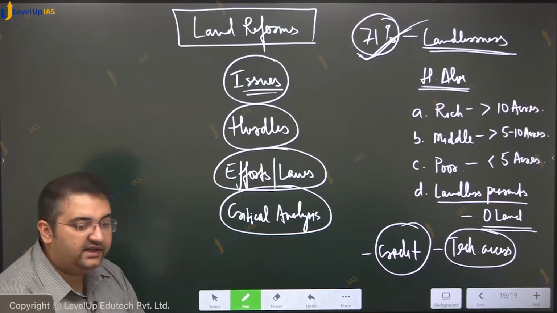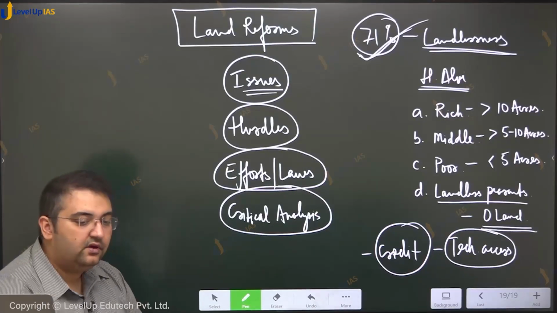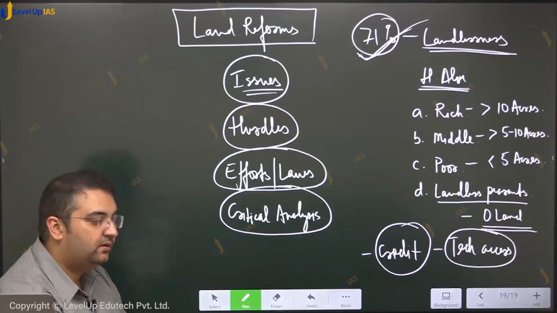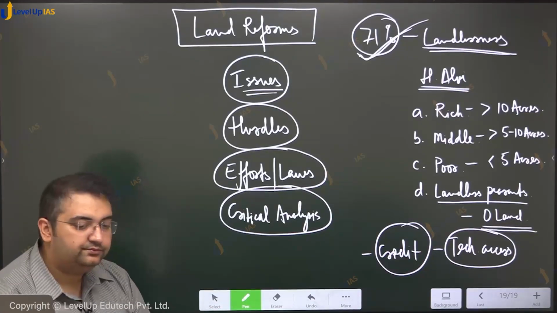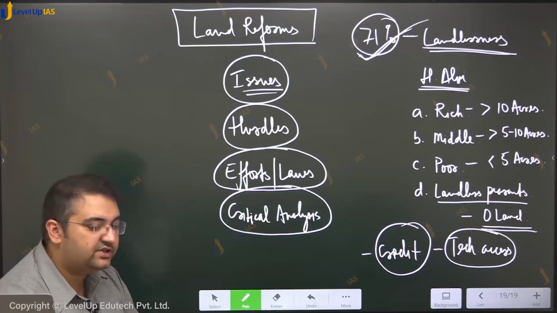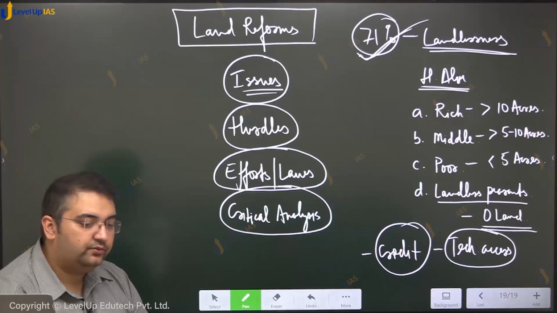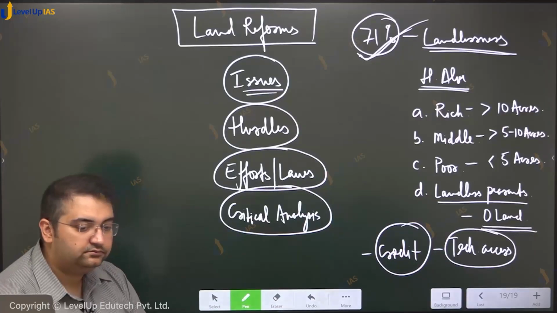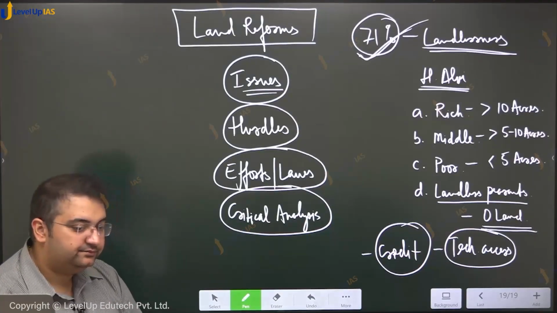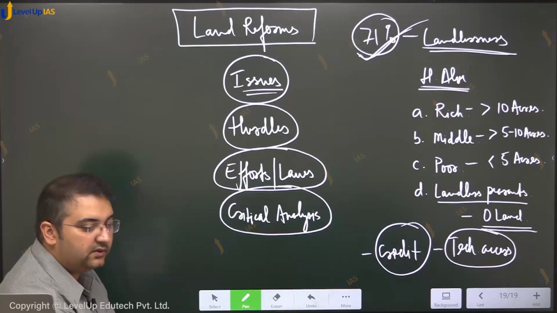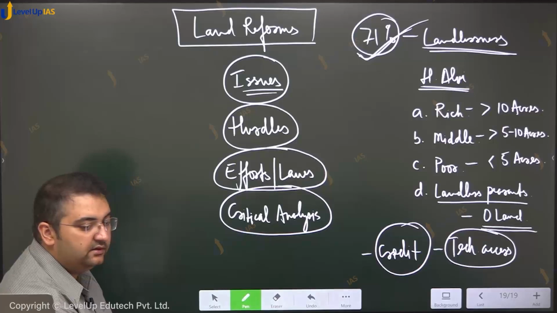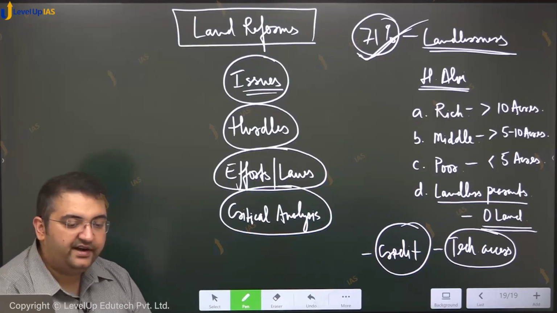The availability of artificial irrigation was low. In brackets, you can write 13%. And agriculture was primarily rain fed.